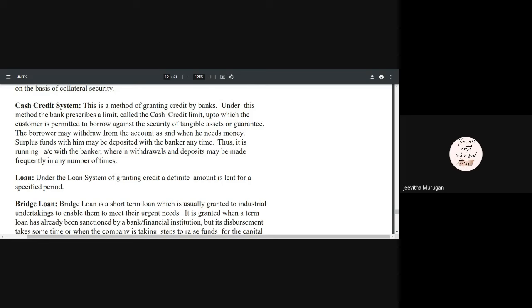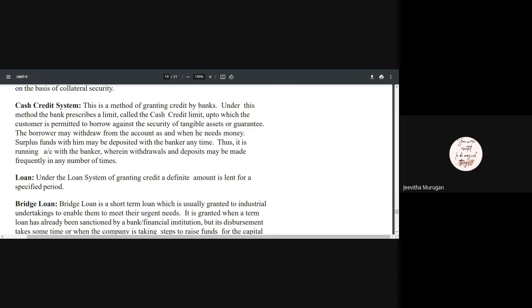Cash credit system. This is the method of granting credit by the banks. Under this method, the bank prescribes a limit called cash credit limit, up to which the customer is permitted to borrow against the security of tangible assets or guarantee. The borrower may withdraw from the account as and when he needs money. Surplus funds with him may be deposited with the banker anytime. Thus, it is a running account with the banker wherein withdrawals and deposits may be made frequently, any number of times.